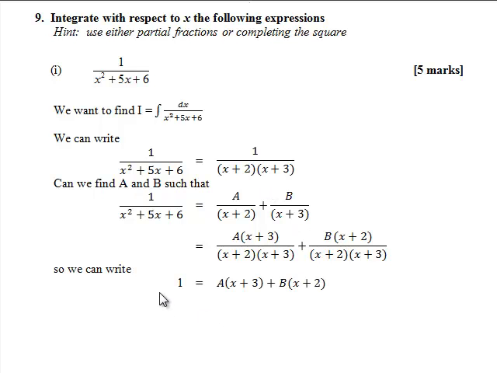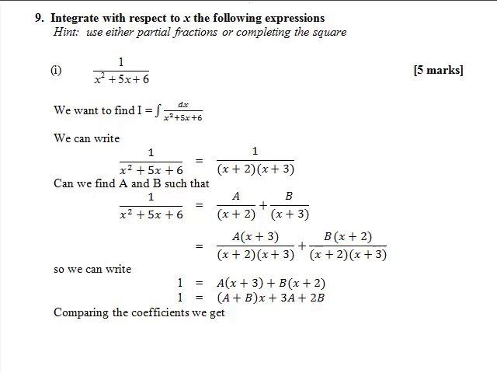So we can write 1 is equal to a brackets x plus 3 plus b brackets x plus 2. So expanding the brackets and collecting the like terms, we can rewrite that as there's ax, there's bx, so that's that term there, that's 3a and that's 2b, so that's those two terms there.